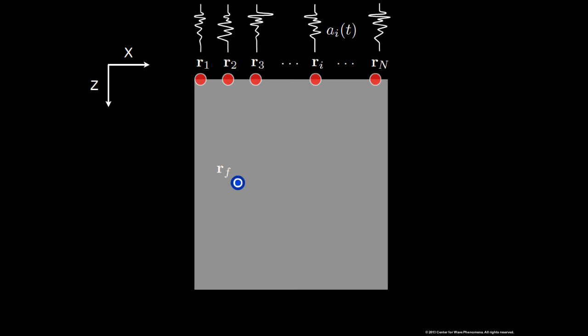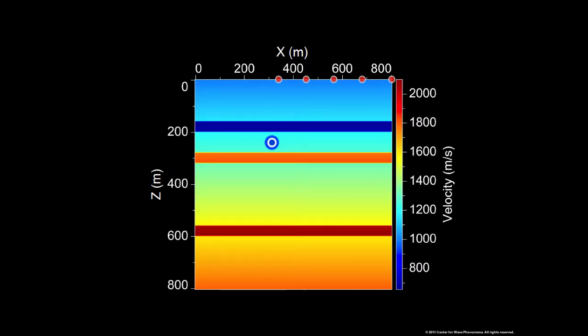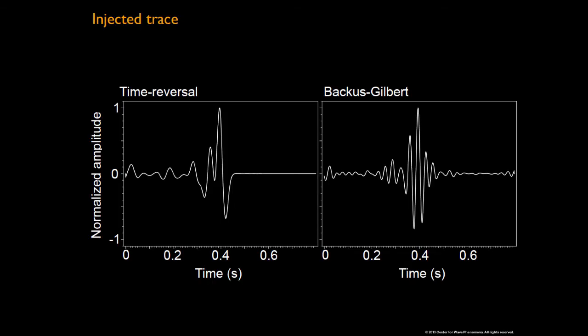Now I have done this computation for the simple numeric experiment I showed you before. Remember, we had a 2D model with 5 stations on top. I will show you only the optimized trace for station number 2 as an example. And I will compare it to the trace that we would inject in the time reversal method. Here on the left, I'm showing you the time reverse signal, and on the right, the newly optimized signal which was computed with the new Backus and Gilbert method. As you can see, the signal on the right has higher frequency content.